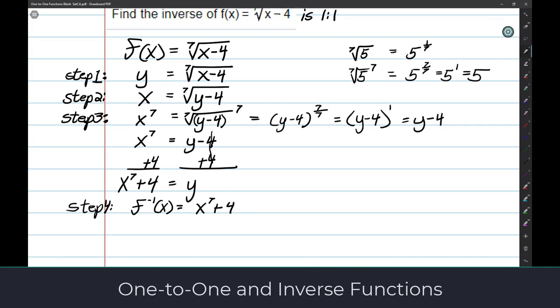Although quite honestly, my math lab usually does step 4 for you. You don't have to write this. Instead, you'll have f inverse of x equals, and then you'll write x to the 7th power plus 4.